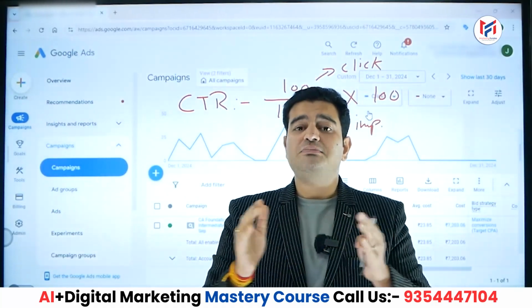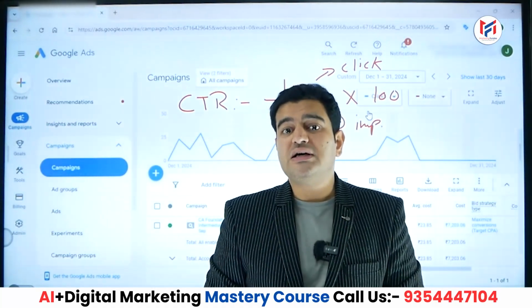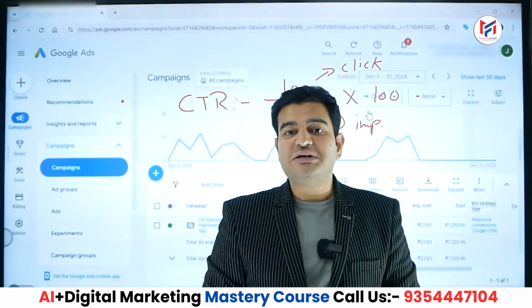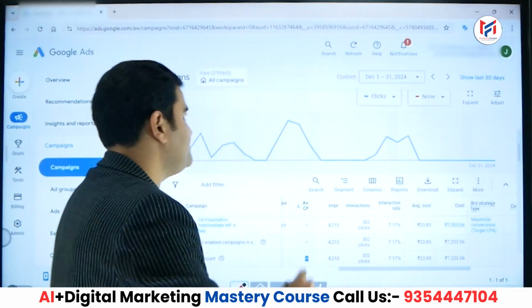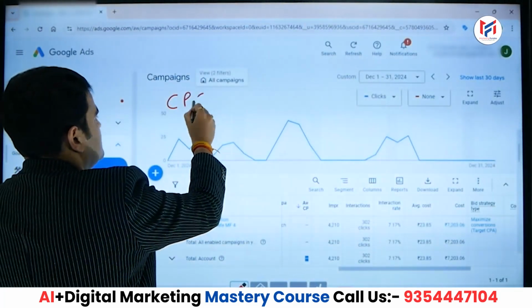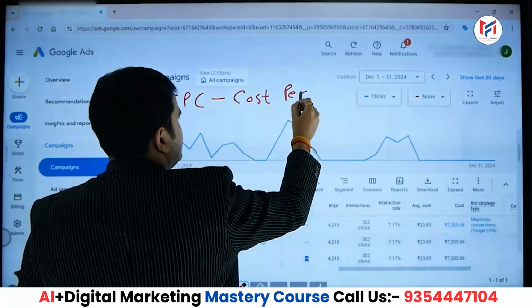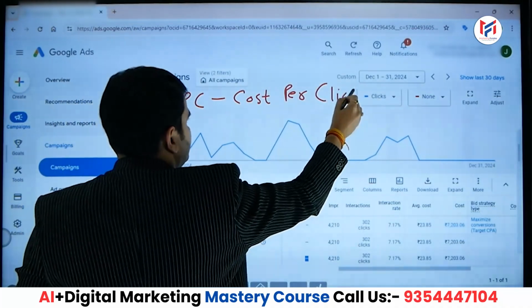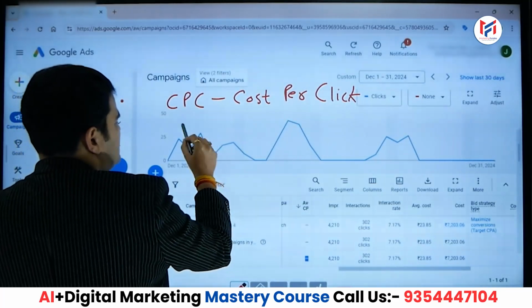Now we will be talking about CPC, which stands for cost per click. This is also very important in Google Ads, as we are paying Google for this feature only, we are paying per click. CPC, cost per click. Now what we will be basically talking about is, what is this CPC?